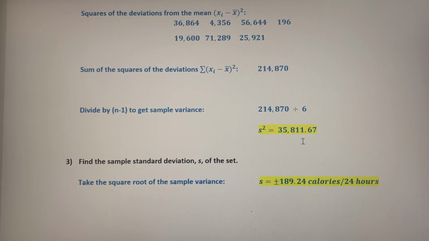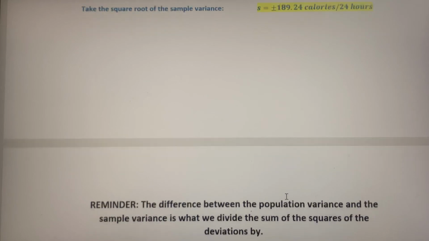So sample variance is 35,811.67, and this tells me that the standard deviation is 189.24 calories per hour. And again, that measures the spread of the values in the data set relative to the mean, okay? All right, now, let's move on down.